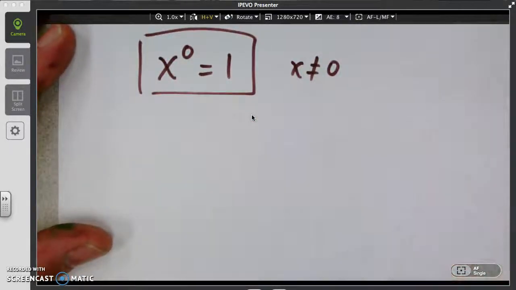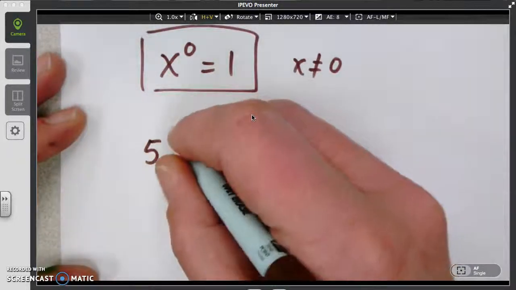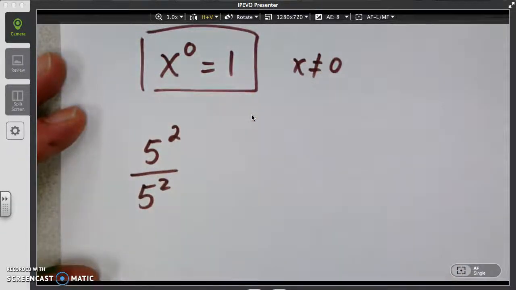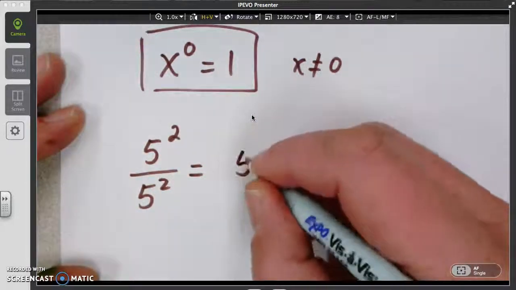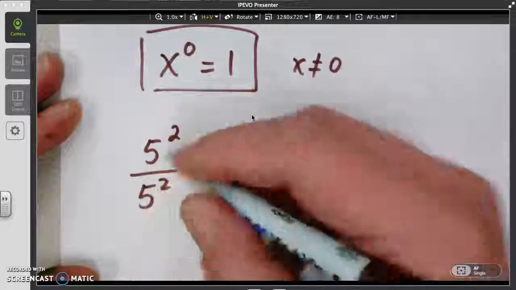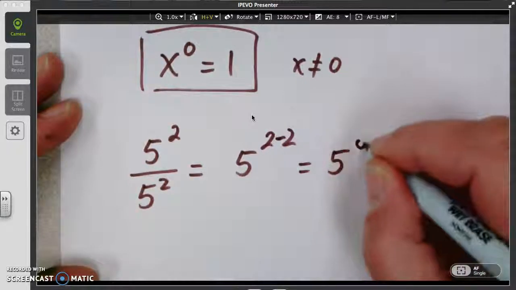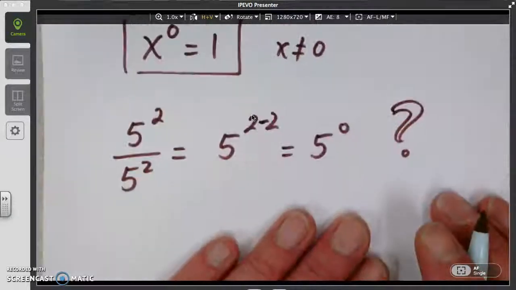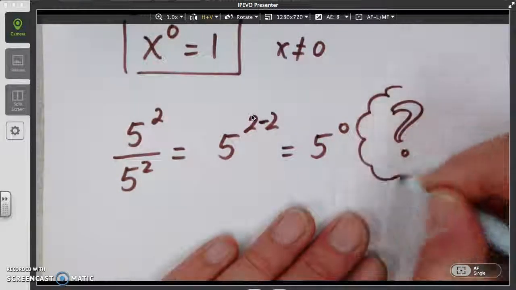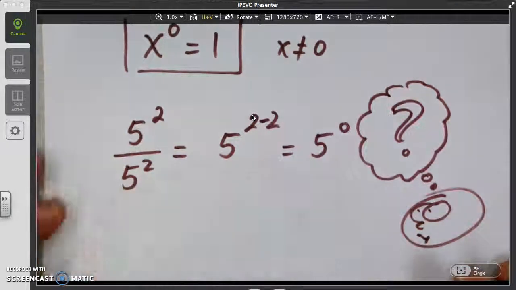In order to explain that, I want to go through a number we already know, something similar to what we just did. We had 5 to the 2 divided by 5 to the 2. According to our rules of exponents from the previous page, division becomes subtraction. You're dividing two things with the same base, so you get 2 minus 2. That would be 5 to the 0. So the question still is, well, 5 to the 0, what is that? And that's what would have bewildered ancient man.